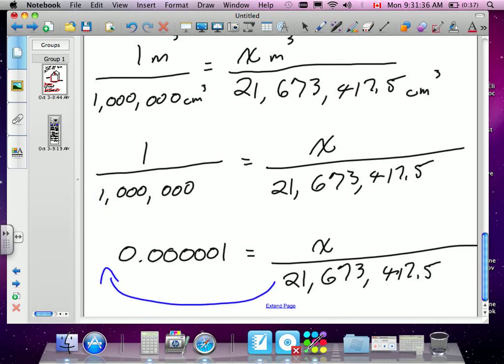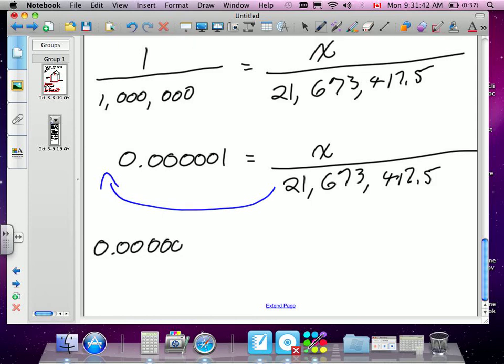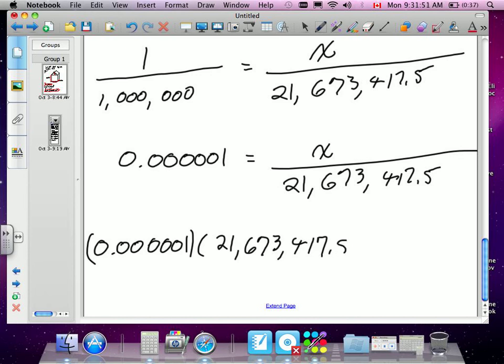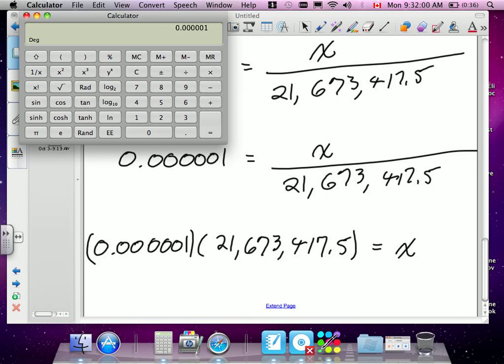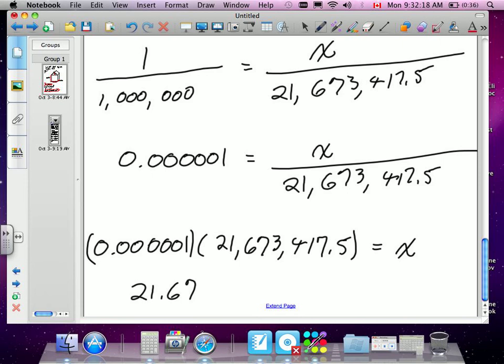Next, I've got to bring over our 21 million. Okay? Same rules as before. So we have 0.000001 times 21,673,417.5 will be equal to our x. So we multiply those numbers, and it equals 21.67. Essentially, all it did was move the decimal over 5 units. So we get 21.67. And you're going to get the rest of those numbers, but I'm okay with 2 decimal places.